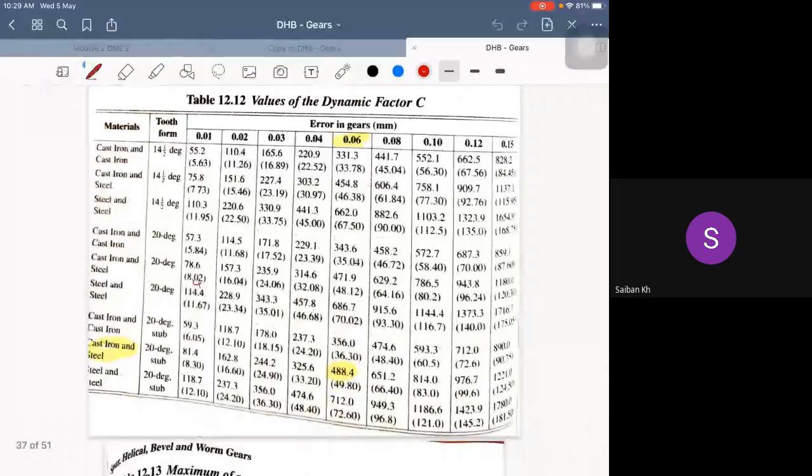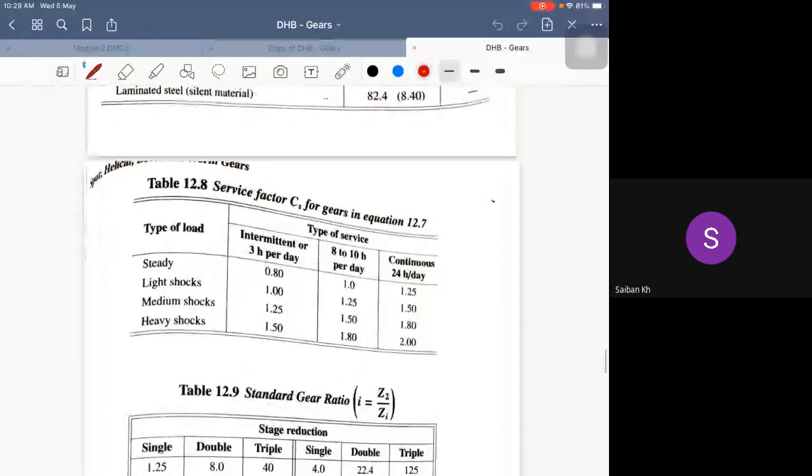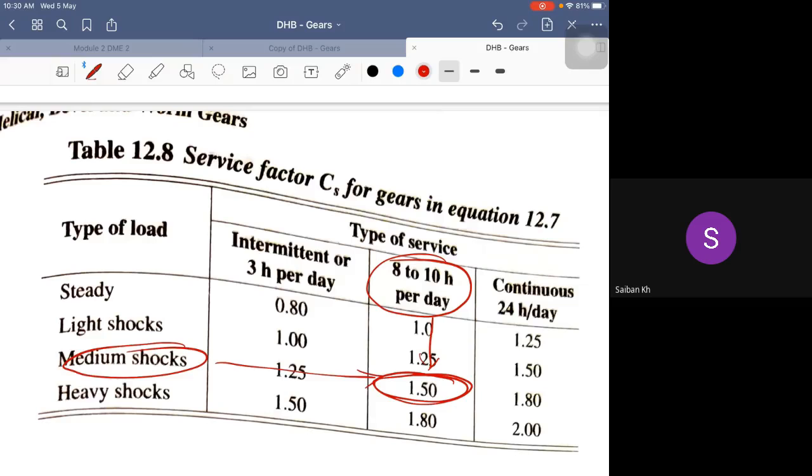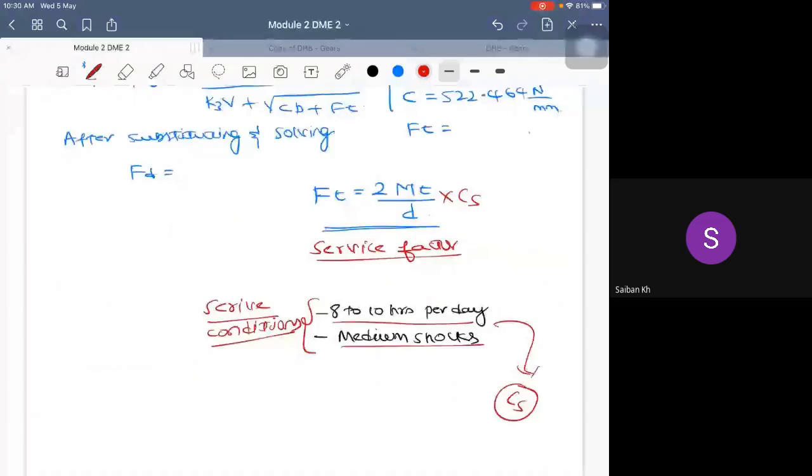12.8 to 35. Yes, exactly. Very good. So here it is. Here he has given 8 to 10 hours per day, which is this type of service, and he has given medium shocks. So what could be your service factor? You have to pick the value from here, 1.5. So take this particular value of 1.5. Now you calculate your module, everyone. Now you check for the stress.